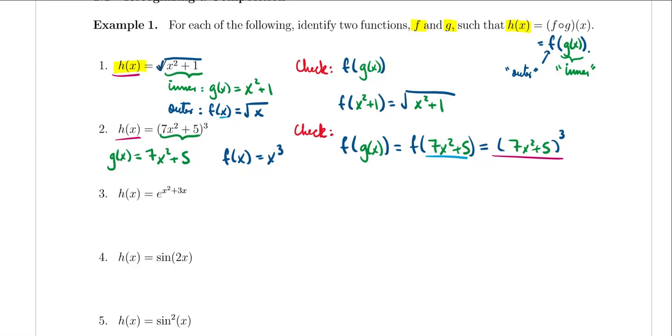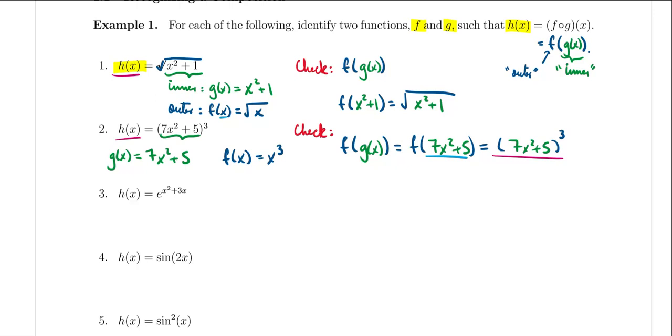Perfect. Now, let's practice with another one here. Alright, so for the next one here, we have h of x is equal to e to the x squared plus 3x. Now we have an exponential function. So what seems to be the inside, what seems to be the outside function?